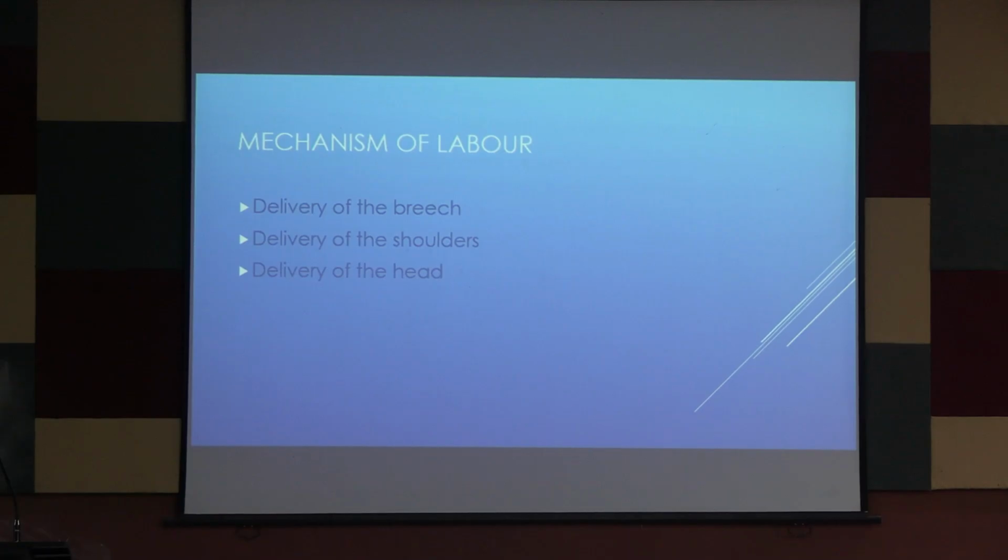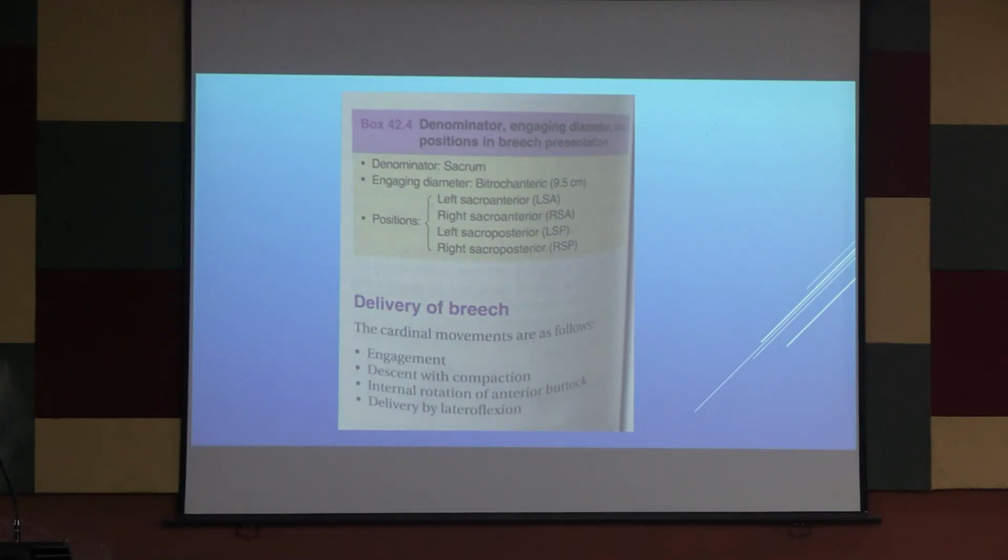And then comes the head. The head may be delivered spontaneously, or by assisted breech delivery, or by manipulation, or by forceps application after coming head. Here the denominator is sacrum, and the engaging diameter is bitrochanteric, that is 9.5 centimeter. Engaging diameter bitrochanteric 9.5 centimeter. The positions, what are the positions? Already discussed: left sacro-anterior LSA, right sacro-anterior RSA, left sacro-posterior, right sacro-posterior.